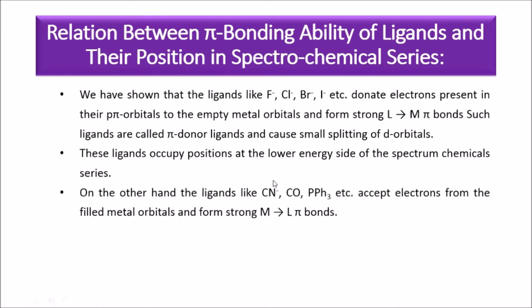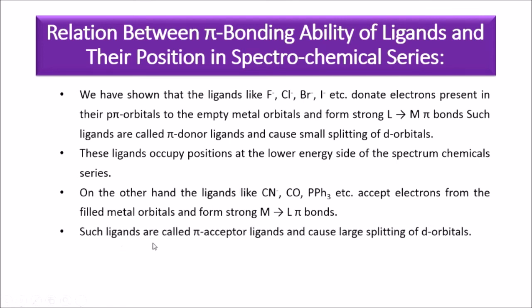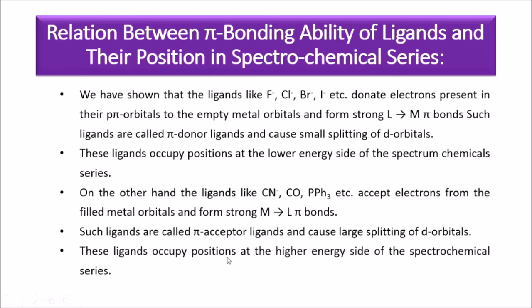On the other hand, ligands like cyanide, carbon monoxide, triphenyl phosphine, etc. accept electrons from the filled metal orbital in the vacant anti-bonding orbital of the ligand and form strong metal to ligand pi bond. Such ligands are called pi acceptor ligands and cause large splitting of d orbitals. These ligands occupy position at the higher energy side of the spectrochemical series, and we have high end, low end. Now you can understand what should be in the moderate place.